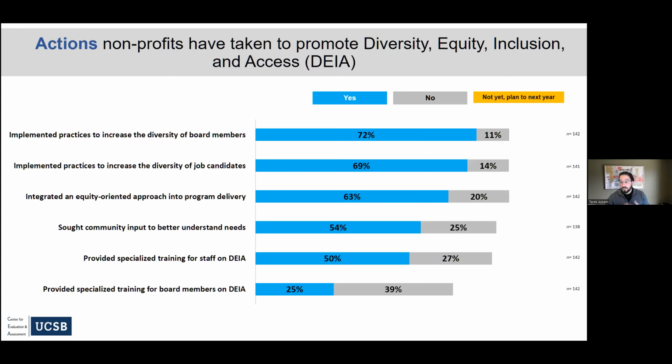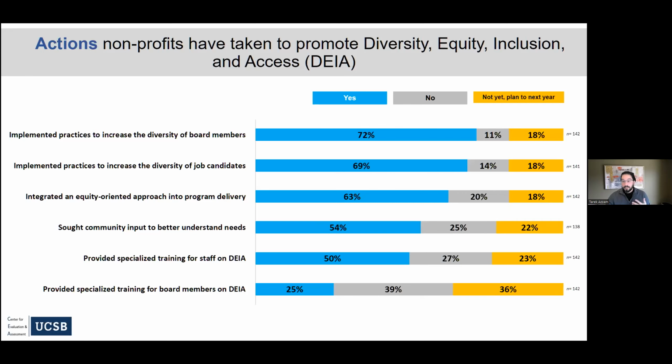And so in terms of the no's, these are, again, some of the things that emerged. The pattern here is related to specialized training for board members, where there really wasn't anything planned specifically around it. That could be an area of focus as part of our broader conversations. And then there are definitely plans to do that: 36% did indicate that it is something they plan on doing.